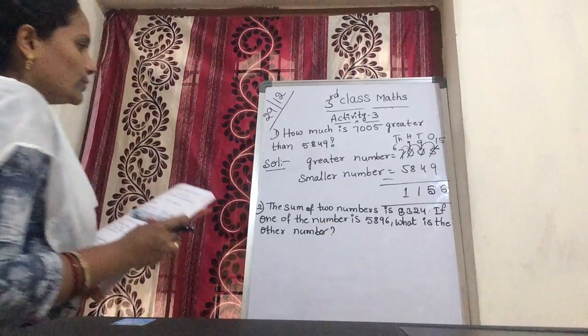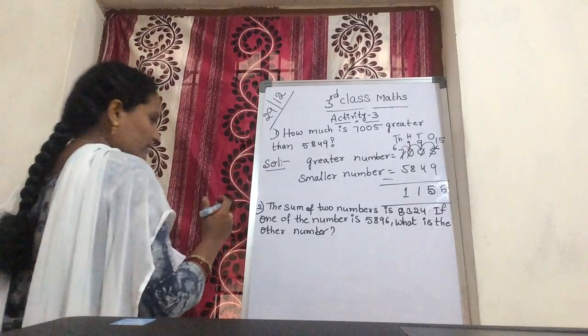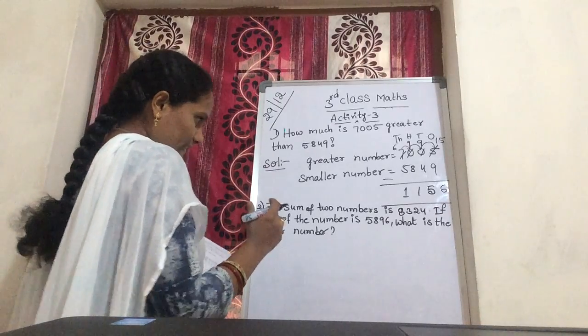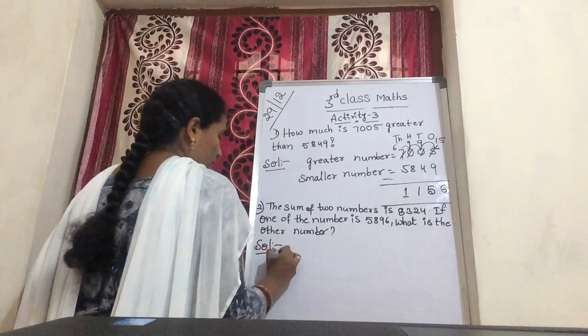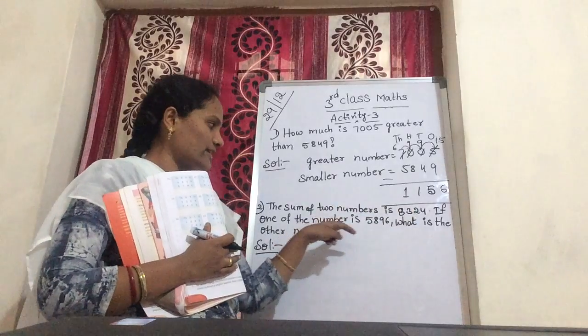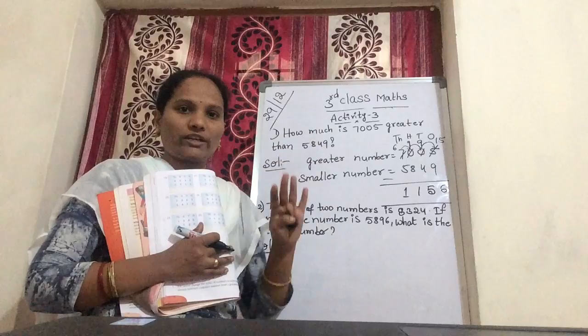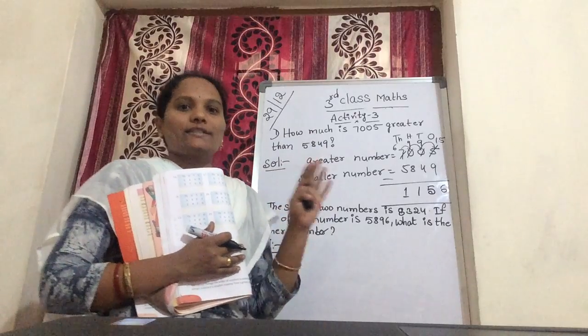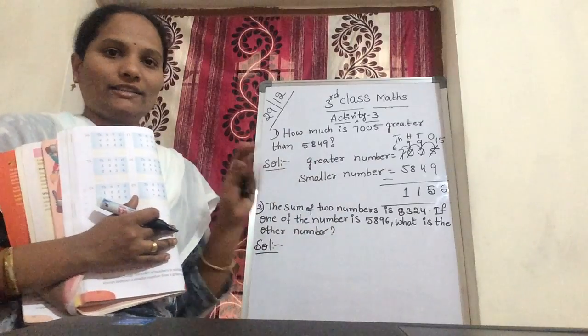The next problem is what, Amma? The sum of the two numbers is 8324. If one of the numbers is 5896, what is the other number? So, two numbers' sum is like this, Amma. One number is given. You find out the second number. So from the total, remove one number. Think of it as subtraction. Then you get the other number.